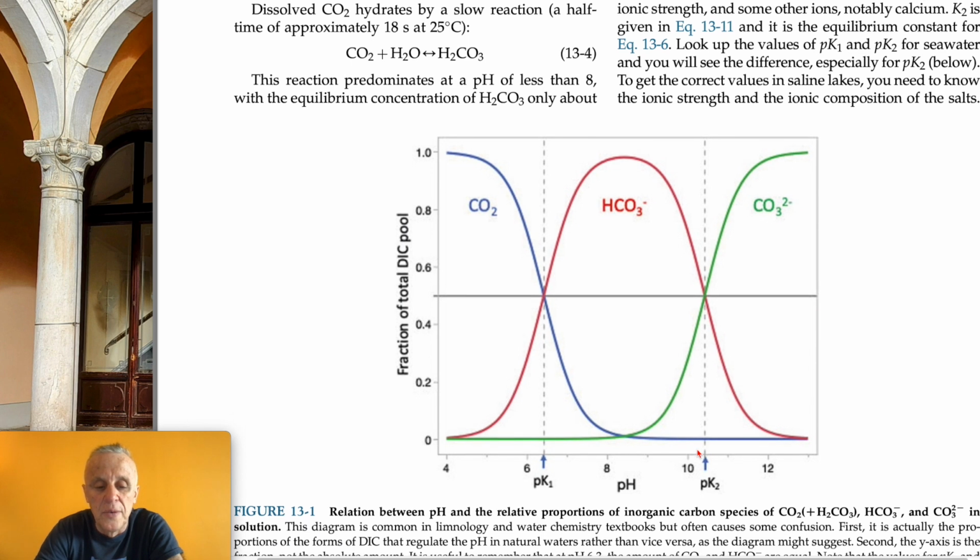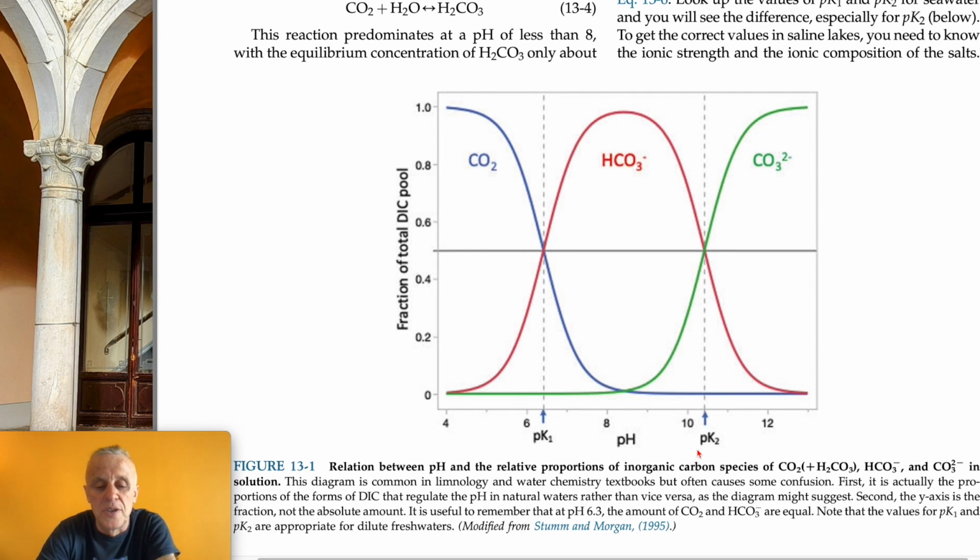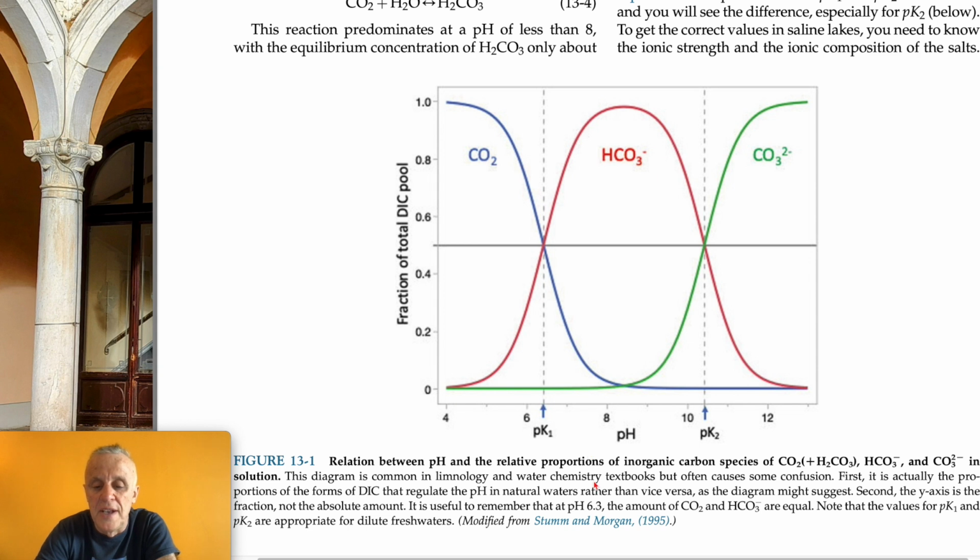So before we do that, let's look at figure 13-1. The relationship between pH and the relative proportion of inorganic carbon species of CO2 plus carbonic acid, bicarbonate, and carbonate in solution. This diagram is common in limnology and water chemistry textbooks, but often causes some confusion.